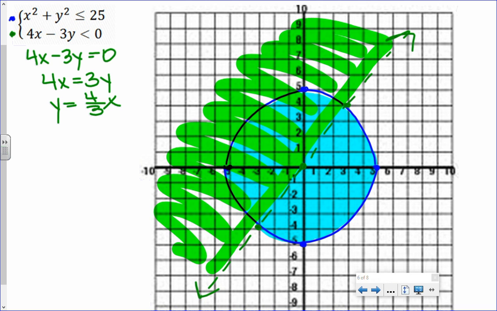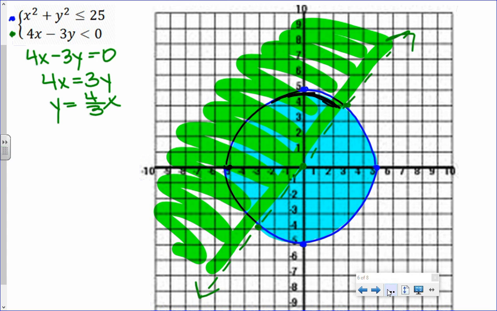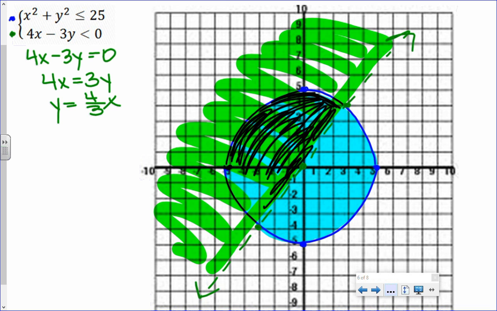Where do they overlap? In this little semicircle right here, right? So, what I want you to do is darkly shade in the solutions that work. Okay, there's the solution set. If you have some really light shading and then you really darken in a spot, I'm going to know that that's your solution set.